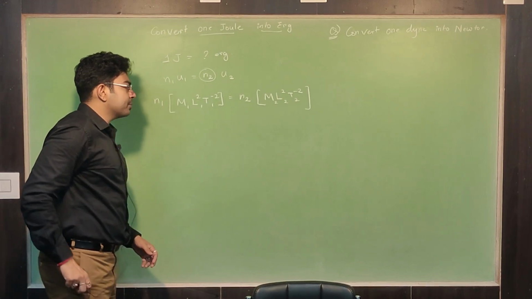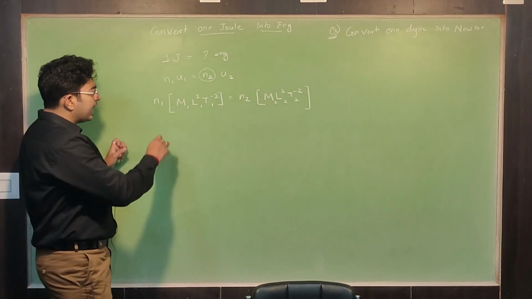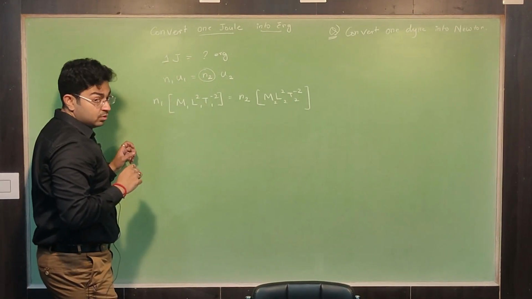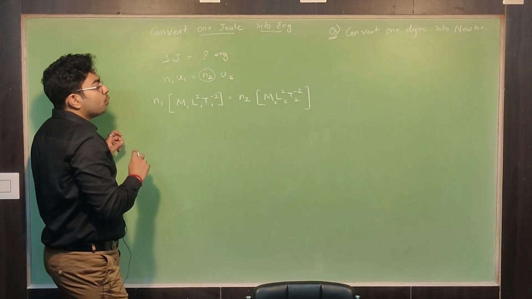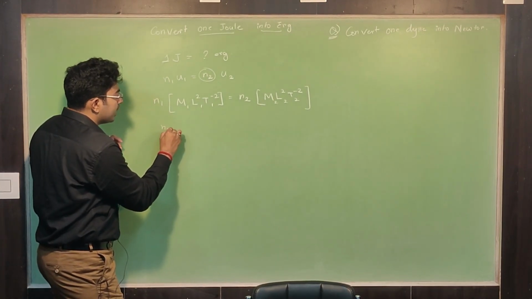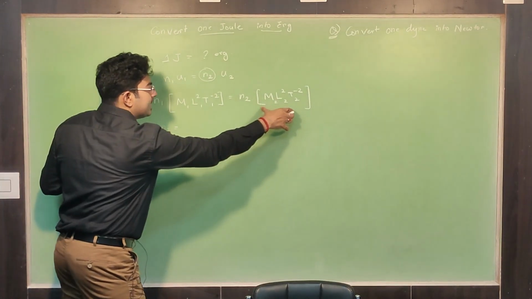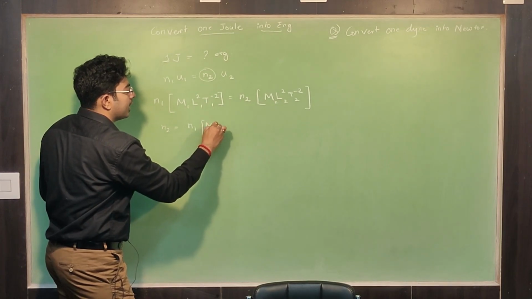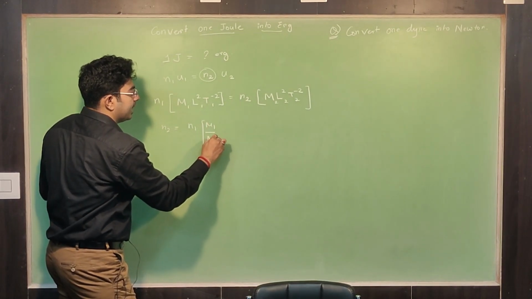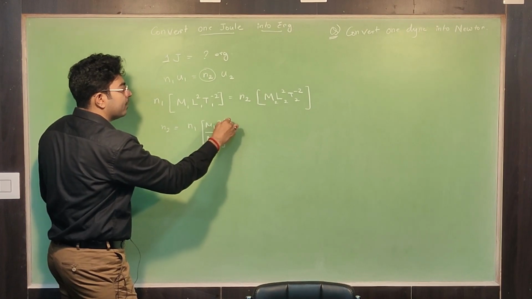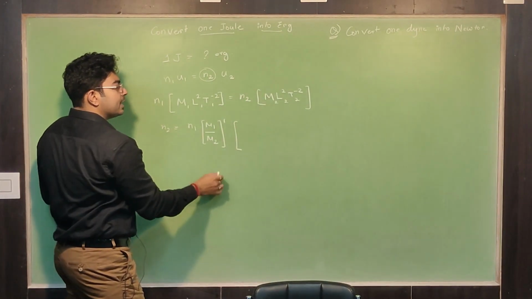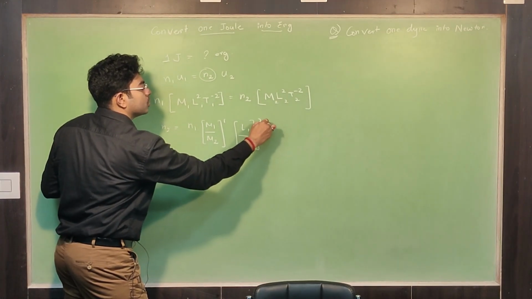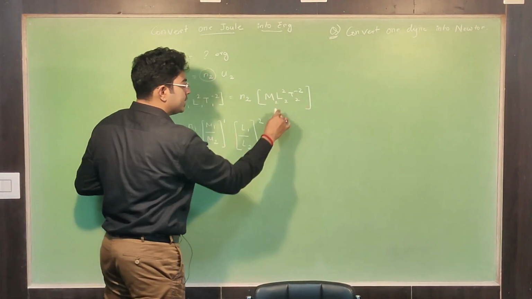Now what I am doing, just see here. I know the value of N1. What is N1? 1. What is N2? Do I know this value? No. I have to find it out. So now N2 can be directly written. If this entire part comes over here, then we can write N1 into M1 by M2. What is the power of M1 and M2? 1. What is the power of L1 and L2? 2. What is the power of T1 and T2?